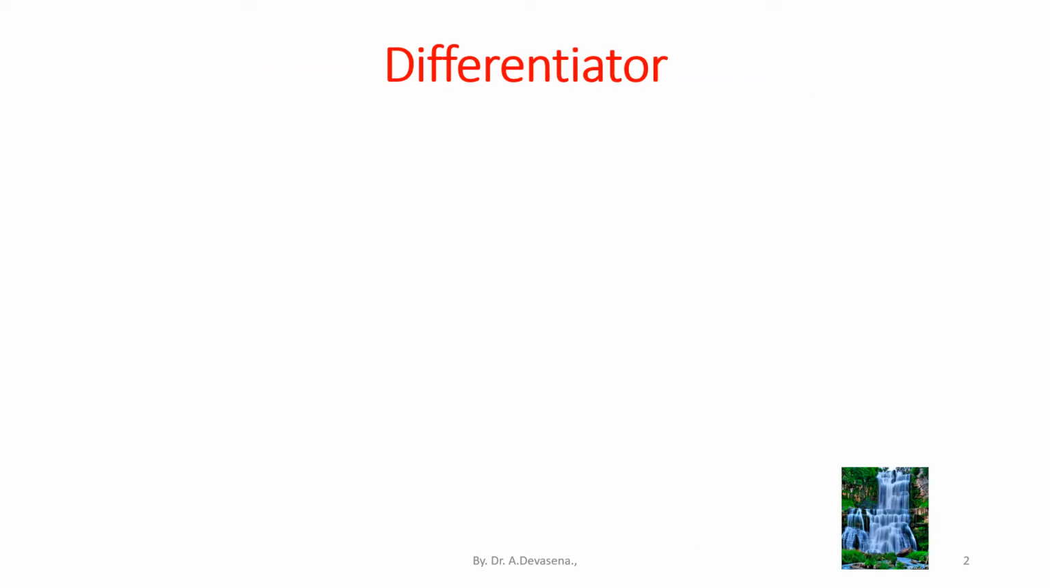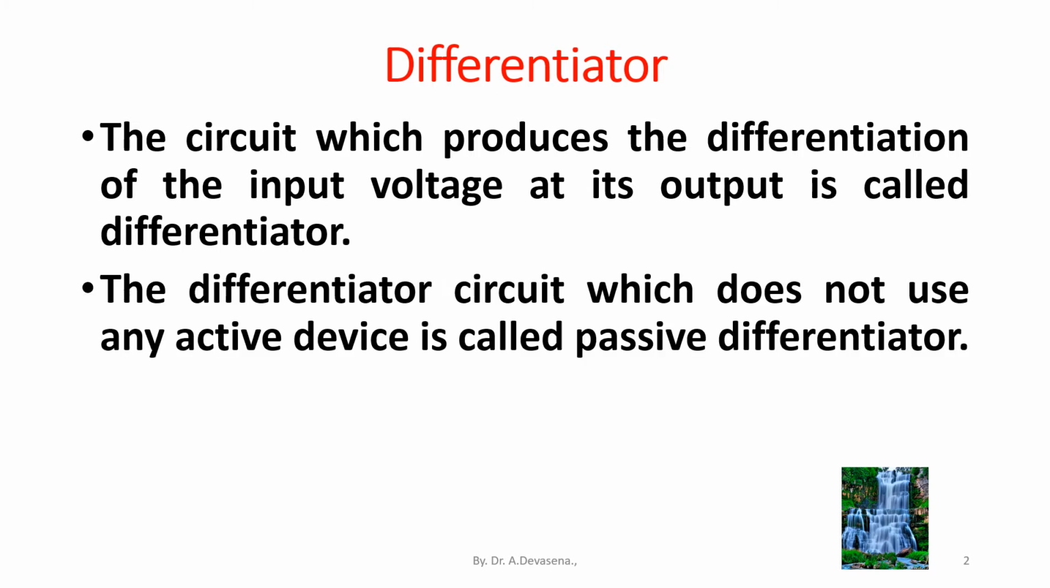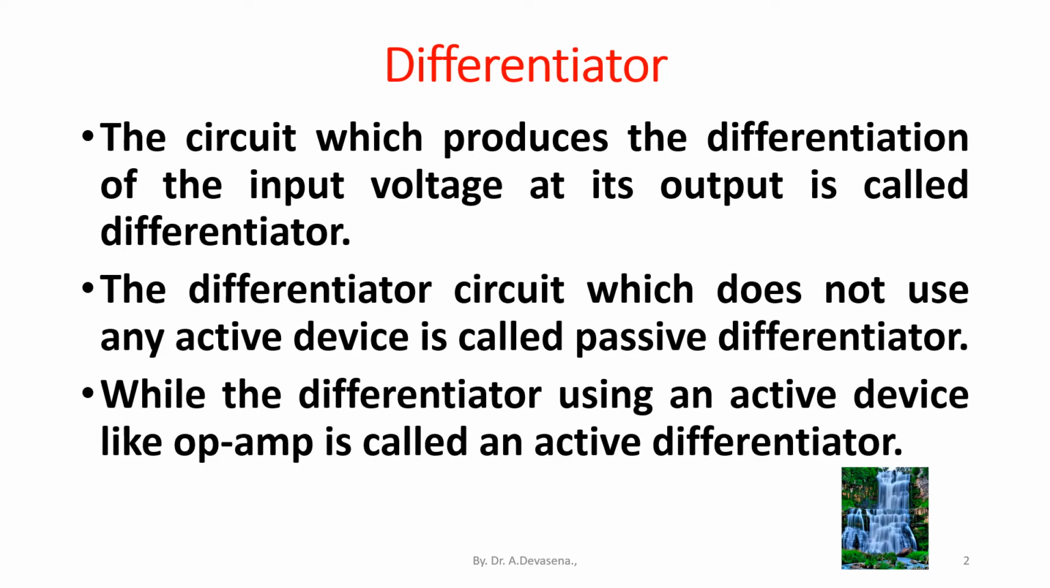Differentiator. The circuit which produces the differentiation of the input voltage at its output is called a differentiator. The differentiator circuit which does not use any active device is called a passive differentiator, while the differentiator using an active device like op amp is called an active differentiator.